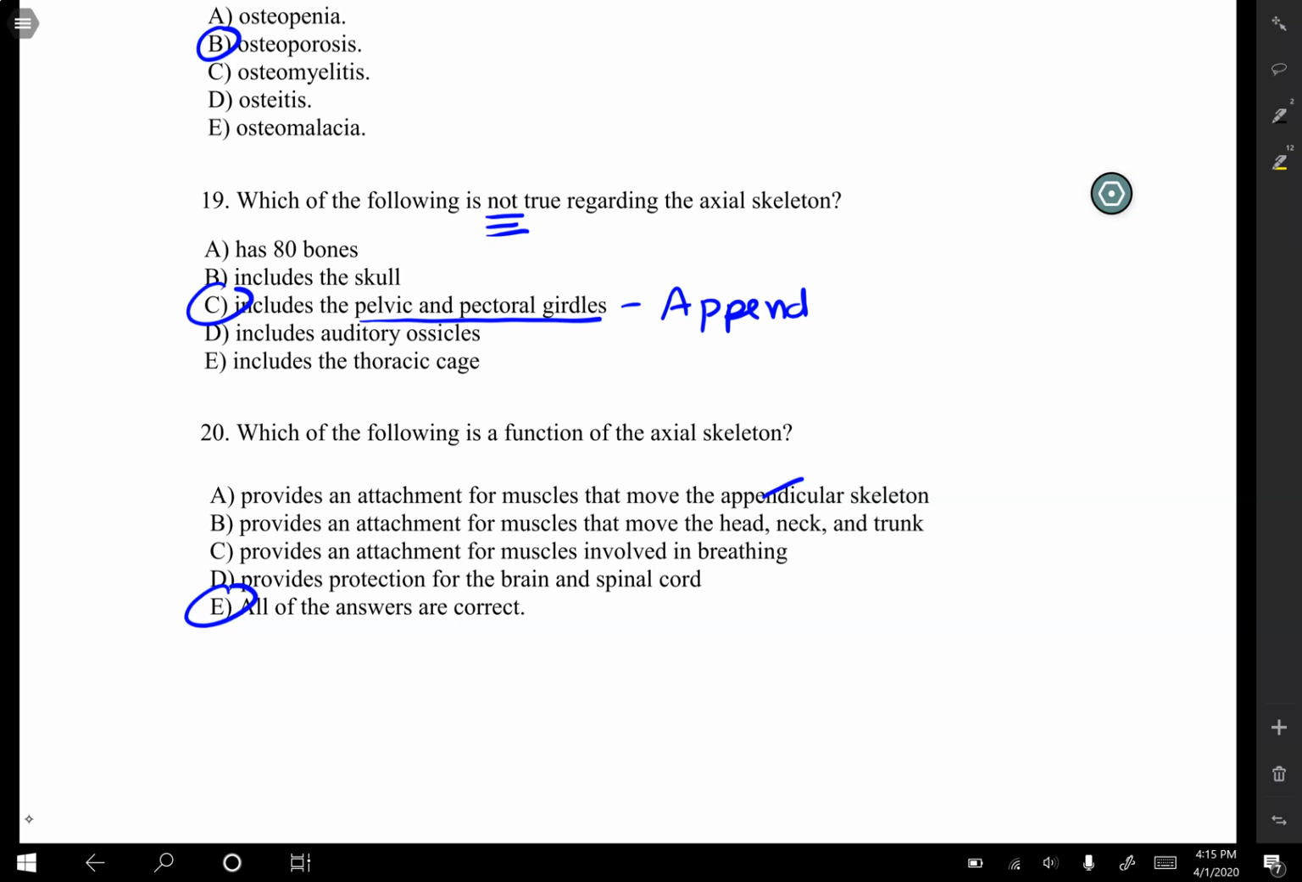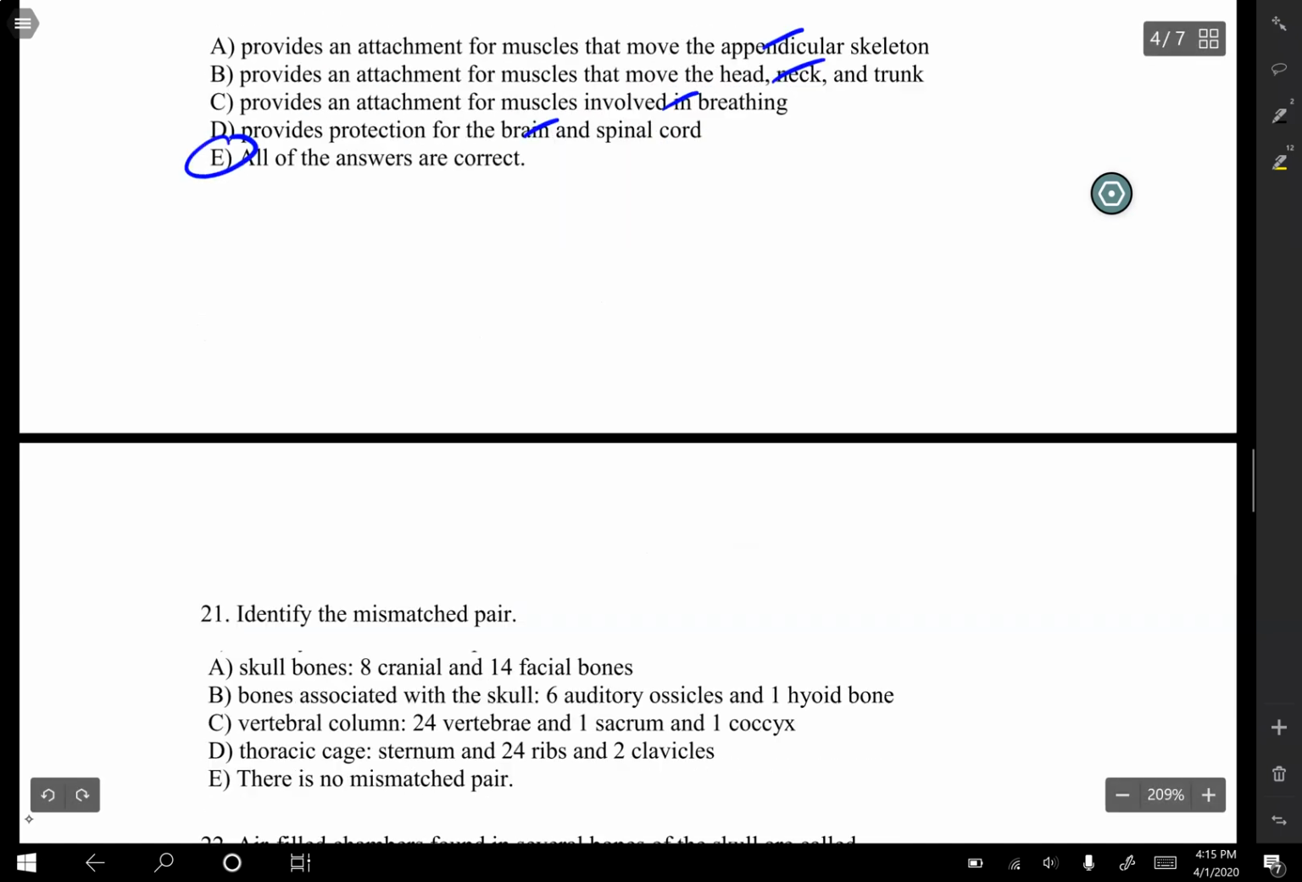Correct. So you're going to be able to move your body. They're going to support your head, neck, and trunk. They're going to be involved in breathing. It's underneath in your lungs, and they provide protection for your brain and spinal cord. So they're all right. So that was a tricky one, but most people got that one right.